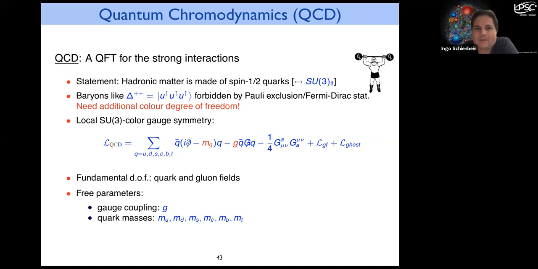Just to start, our starting point is, of course, QCD, quantum field theory for the strong interaction. We have the well-known Lagrangian for QCD based on SU(3) color gauge symmetry, renormalizability. Our fundamental degrees of freedom are quarks and gluon fields. We have 7 free parameters: the gauge coupling and the 6 quark masses.